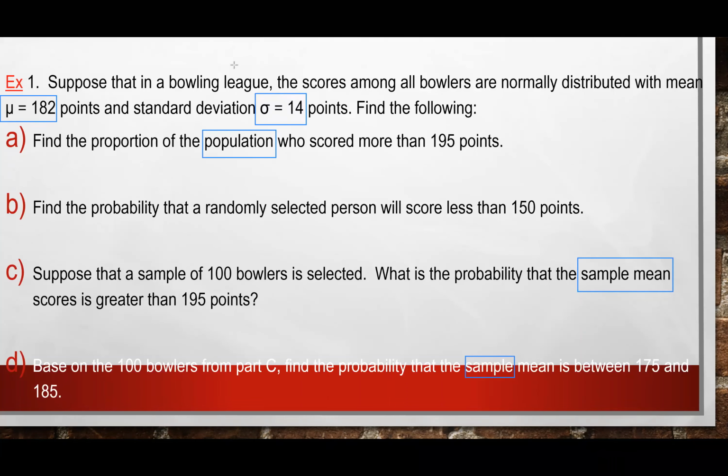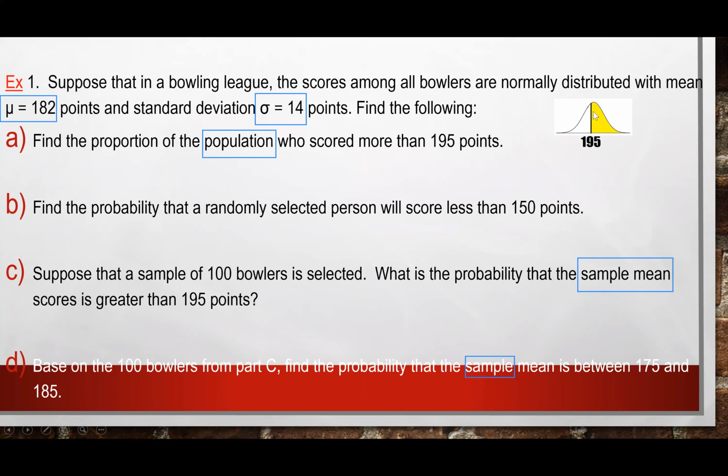If you were to do this over the weekend, they ask you to find the proportion of the population who score more than 195 points in this bowling. Looking at this, we know that this is my mean, this is my standard deviation. Now all you need to do is sketch it. This is my 195 points. More than 195 means I'm looking for the area under the curve to the right of 195, because anything to the right of 195 is more than 195.